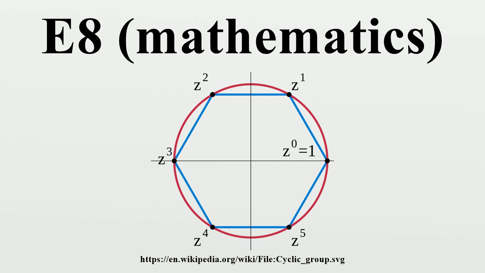174,182,400. E8 root lattice. The integral span of the E8 root system forms a lattice in R8 naturally called the E8 root lattice. This lattice is rather remarkable in that it is the only even, unimodular lattice with rank less than 16. Simple subalgebras of E8.